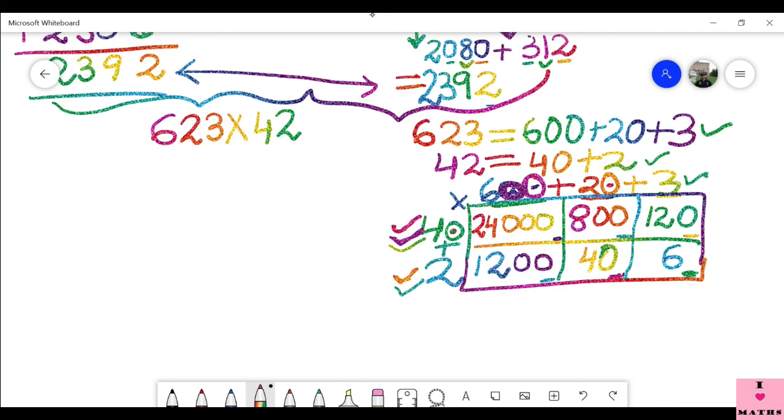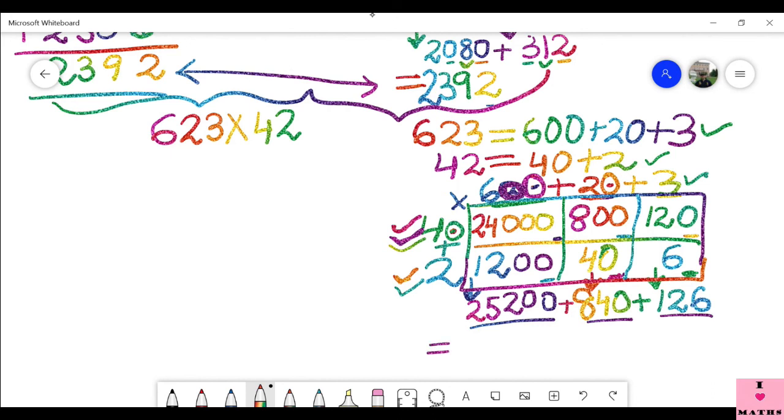Now children, I am going to add these two numbers and write the answer over here. 0 plus 0 is 0, 0 plus 0 is 0, 0 plus 2 is 2, 4 plus 1 is 5 and 2. Now I'm going to add these two numbers and write the answer here. And the answer is 840. Now I will add these two numbers and write the answer here. And the answer is 126. Now I have to add this number and this number.